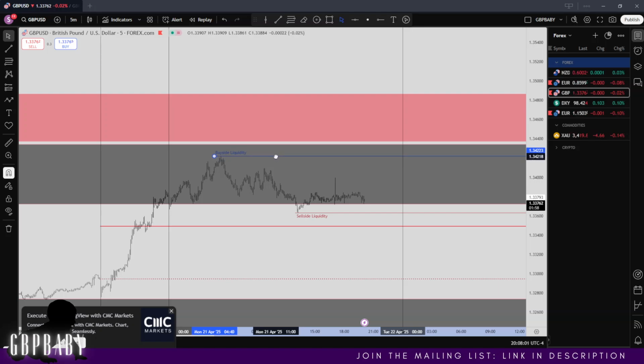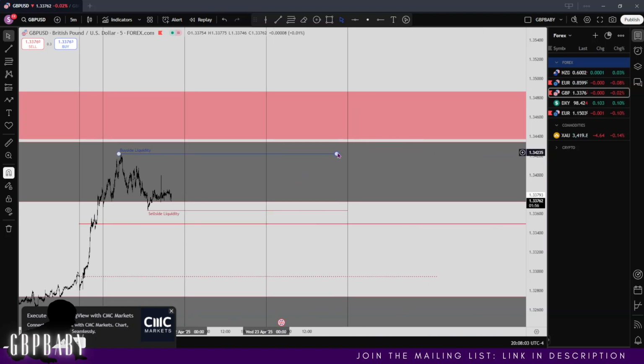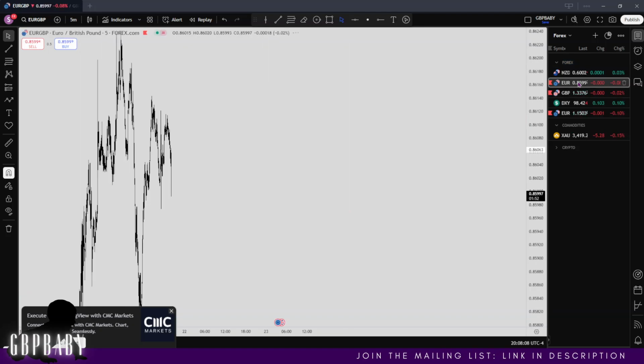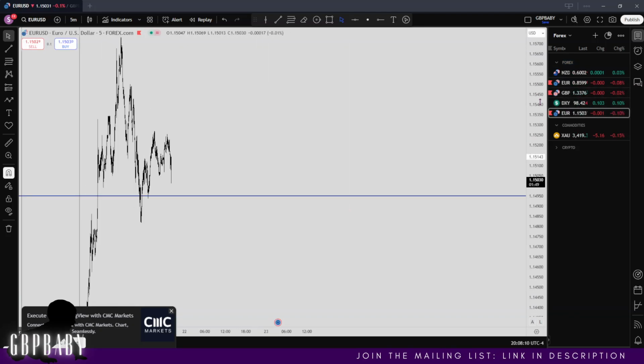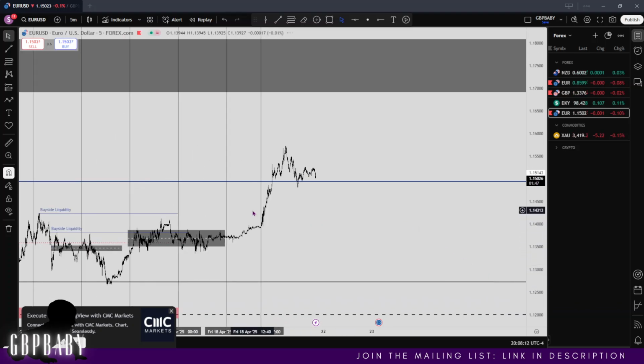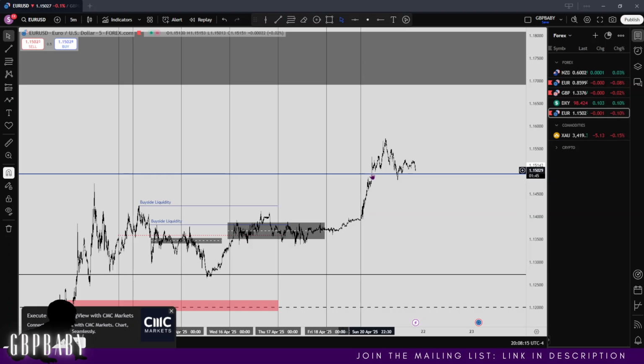Let's move on, finish up on euro USD as per usual. Oh, that's euro GBP. I haven't looked at that in a while. And you can see that euro has also ran a buy side liquidity target, which I drew our attention to.